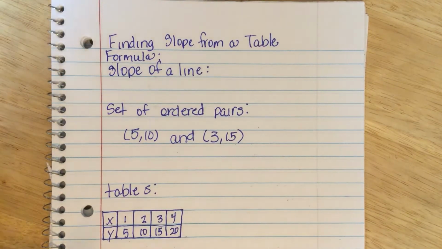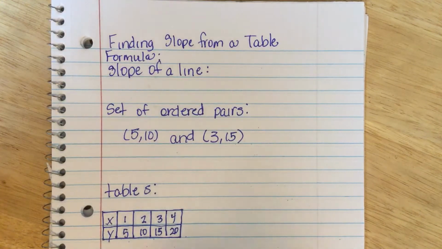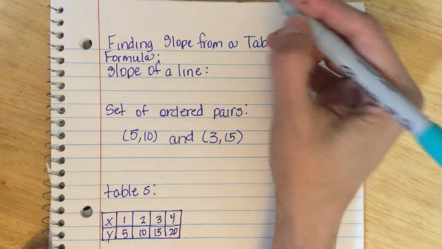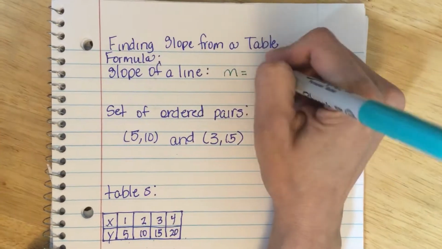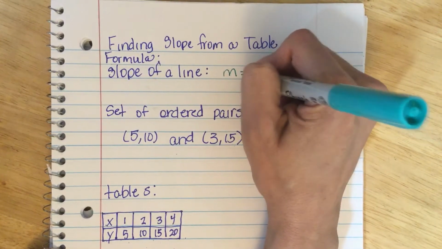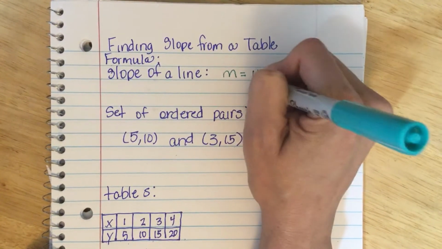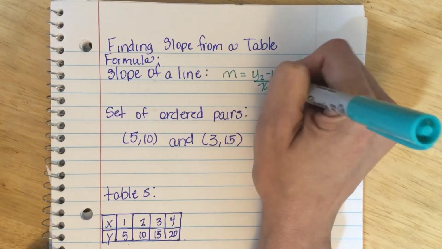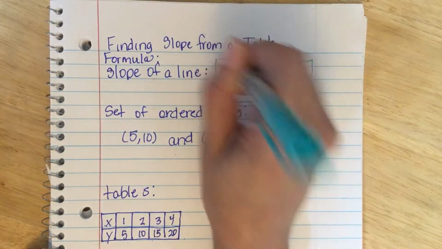Today we're going to work on finding the slope from a table. Remember the formula for finding slope of a line when you have a table or a set of ordered pairs is m, remember m stands for slope, equals y2 minus y1 over x2 minus x1. So this is a formula that we're going to be using.